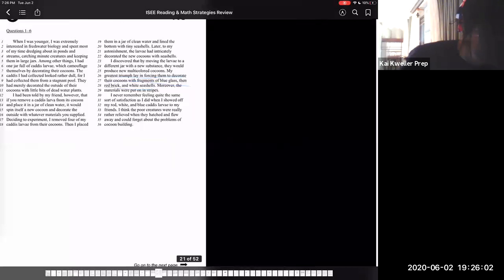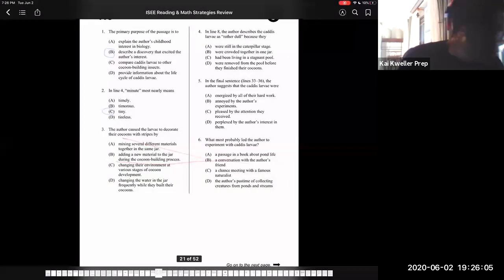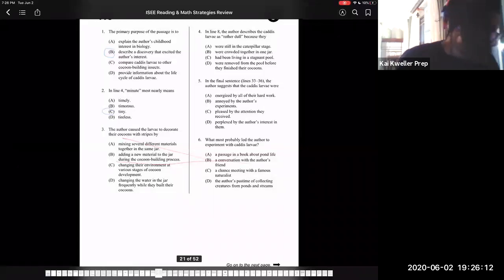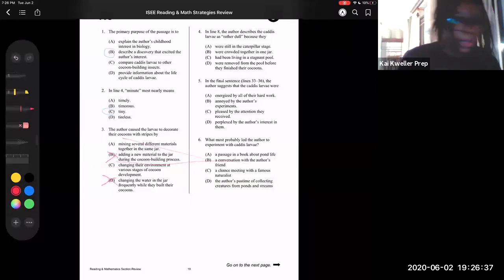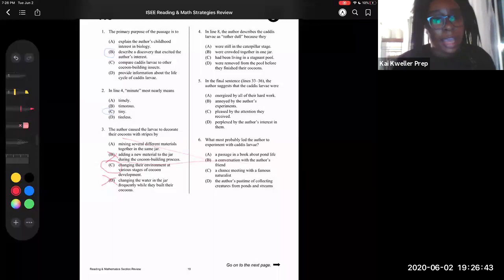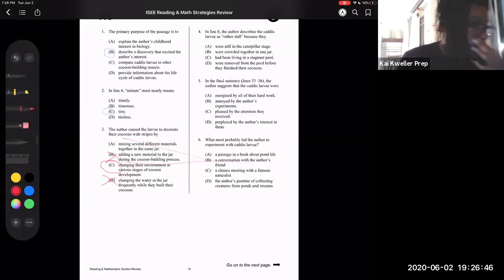They are produced, yeah. So he forced them to decorate by adding, so it cannot be, he did not change the water in the jar, so it cannot be D. So we're gonna cross out D. He didn't really add any new material to the jar during the cocoon building process. What he did was he changed their environment. He took them out. If you go back to the text, it says that he took them out during different stages. Again, just referencing the text is how you find your answer.